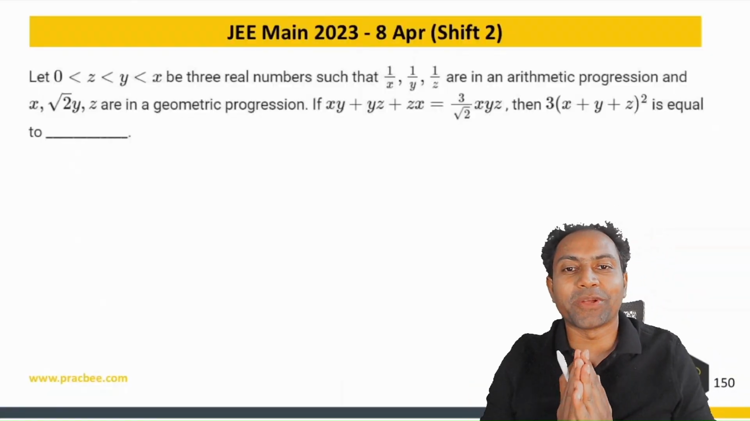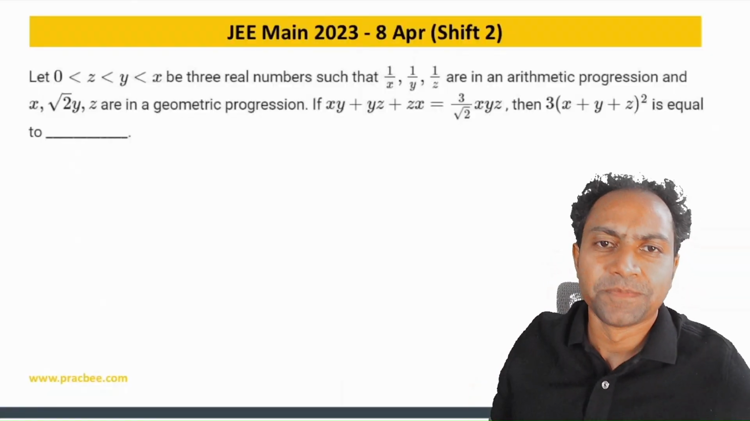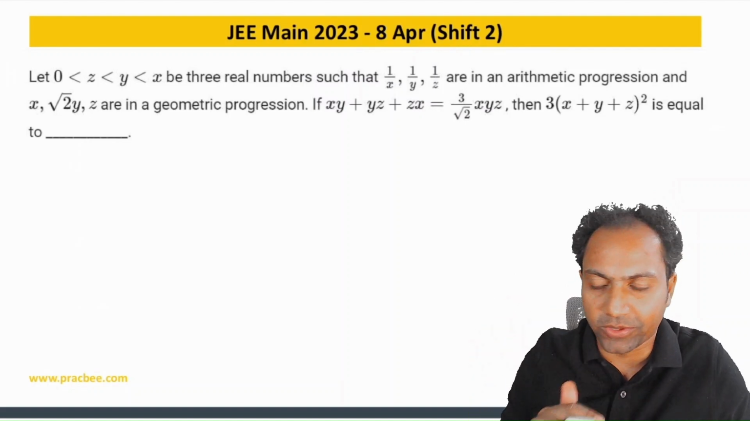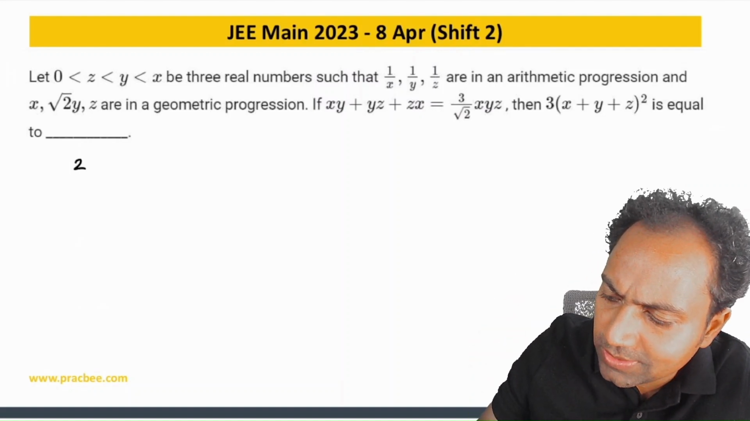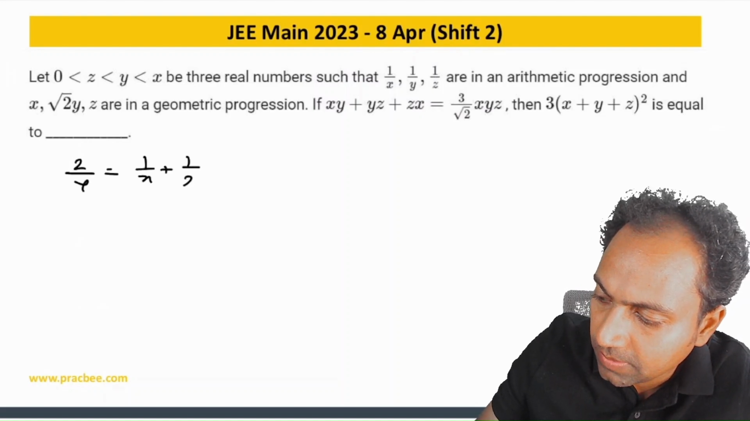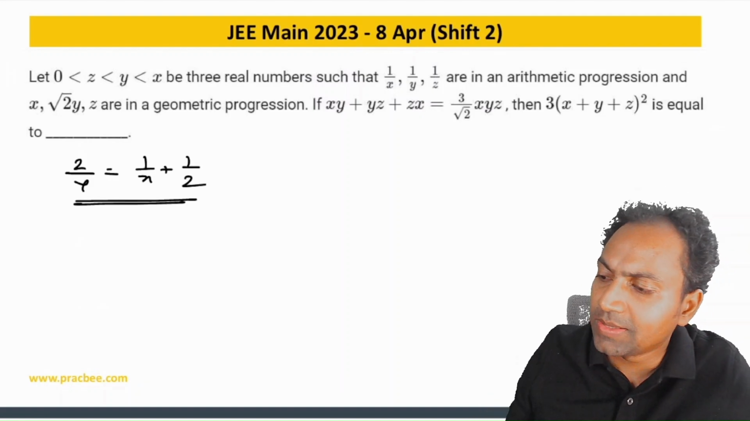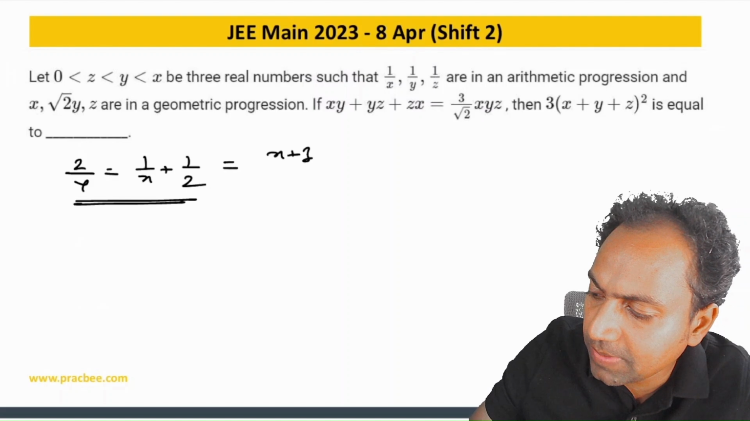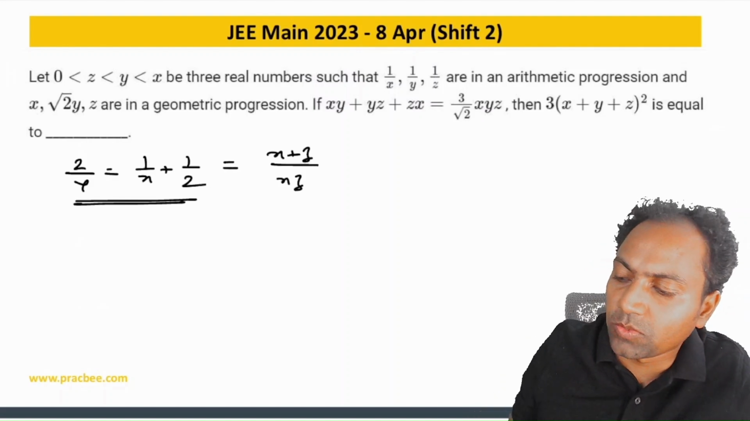Now let us look into another question based on a similar type of concept. Now what they are giving in this question is that 1 by x, 1 by y, 1 by z are in arithmetic progression. What that would mean is 2 by y will be equal to 1 by x plus 1 by z. This condition we know. So if I simplify this, this is nothing but x plus z by xz. This is what we will get.